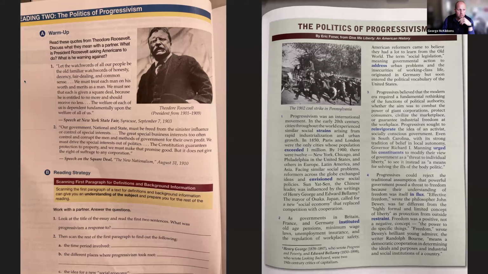Yesterday, we went over these quotes. We wrapped up class discussing these Theodore Roosevelt quotes from the early 20th century. And this is when the role of government, like I was talking about in class, was beginning to change and starting to take on a stronger role in the personal lives of Americans.